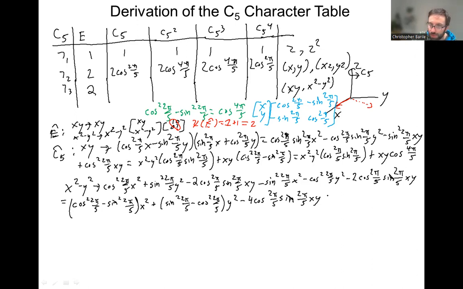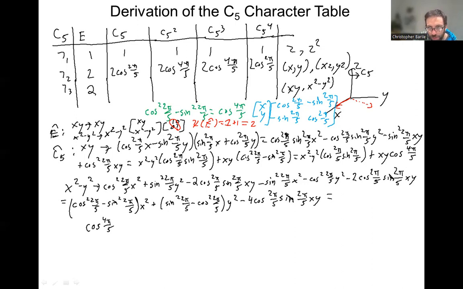Okay, and then we have to remember this relationship up here that we wrote. So cosine squared 2 pi over 5 minus sine squared 2 pi over 5. Remember, cosine squared x minus sine squared x equals cosine 2x. So that equals cosine 4 pi over 5. So we can simplify this: cosine 4 pi over 5 times x squared.